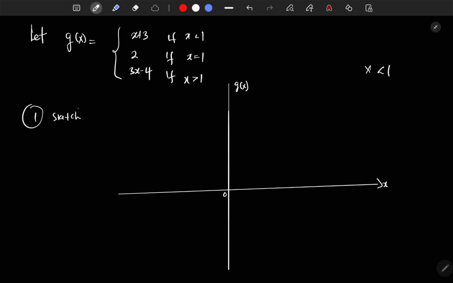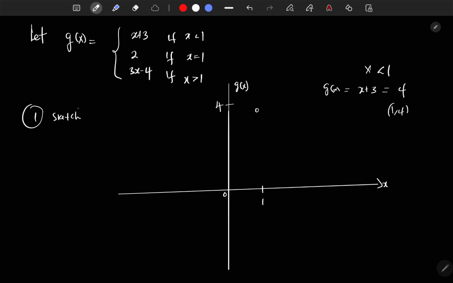If I get 1 itself, I put g of x is equal to x plus 3. If I put 1 here, this becomes 4, meaning this becomes the point (1, 4). If my 1 is here, and my 4 is somewhere there, this becomes that point. But I'm not going to show it like that. I'm going to circle it, because 1 is not included. We're looking for numbers below.